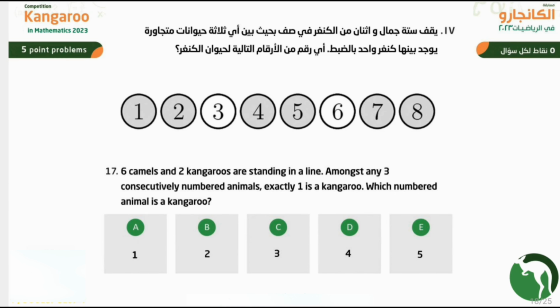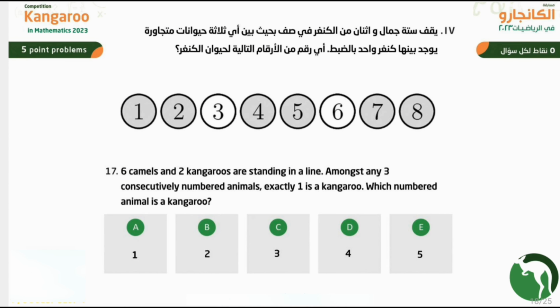Okay, now let's start with the questions that have 5 points. In question 17, 6 camels and 2 kangaroos are standing in a line. Amongst any 3 consecutively numbered animals, exactly one is a kangaroo. Which numbered animals is a kangaroo?